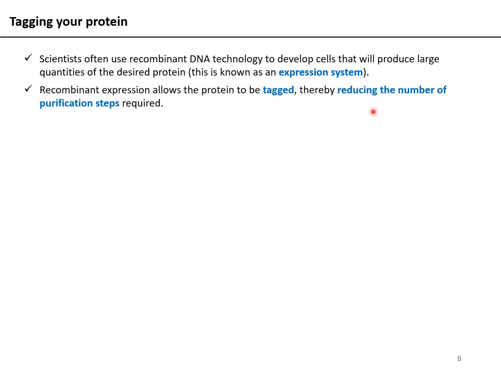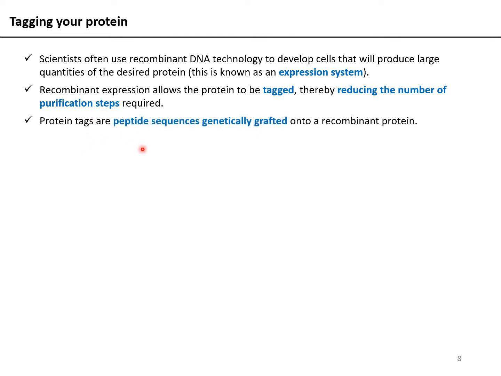So recombinant expression allows the protein to be tagged. Why? Because you are manipulating the gene of the protein of interest. You are determining what would be the genetic sequence. Therefore, because you have control over the genetic sequence, you can add a tag to the protein. This will therefore reduce the number of purification steps required. Why? Because if your protein of interest has a tag, you can directly go on and perform affinity chromatography.